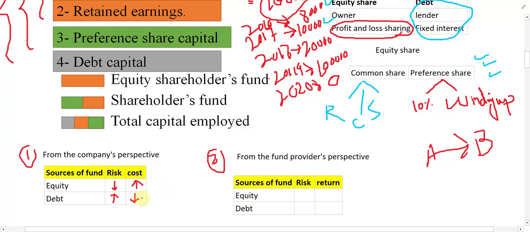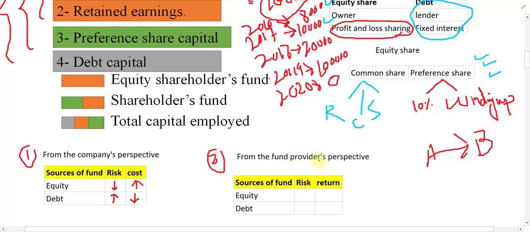The cost for this one is less from the company perspective, but the risk is more. Why is the risk more? Because they will receive, definitely. They will not postpone it. They will not cancel it. But for this group, the risk is less. Why is the risk less? Because they may not receive anything. They will receive, that is why the risk is more. They may not receive, that is why the risk is less. They will receive a fixed amount, that is why the cost is less. They will receive whatever is available, that is why the cost is more.